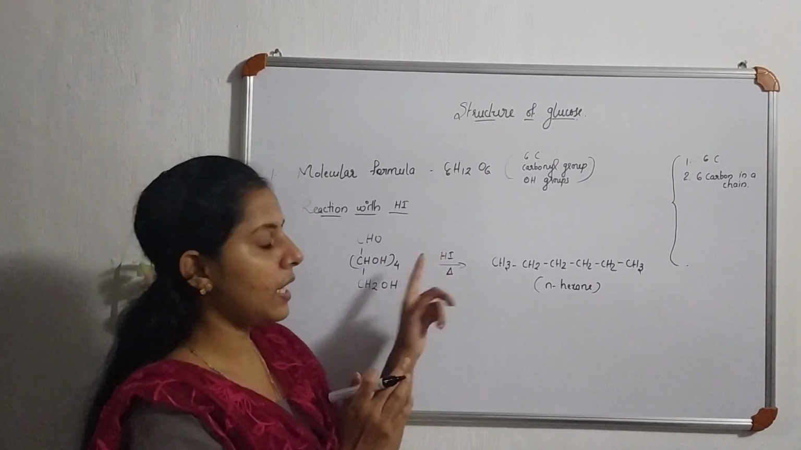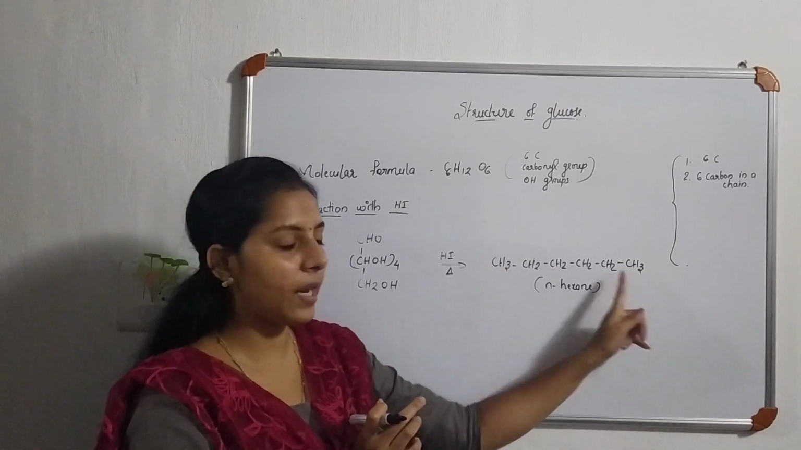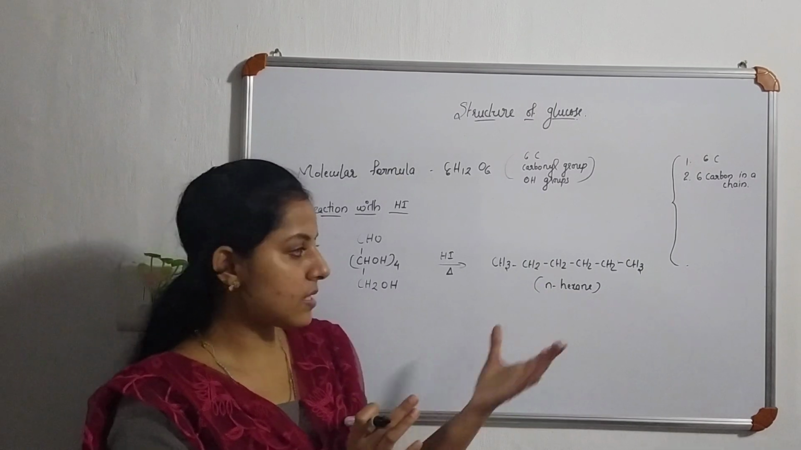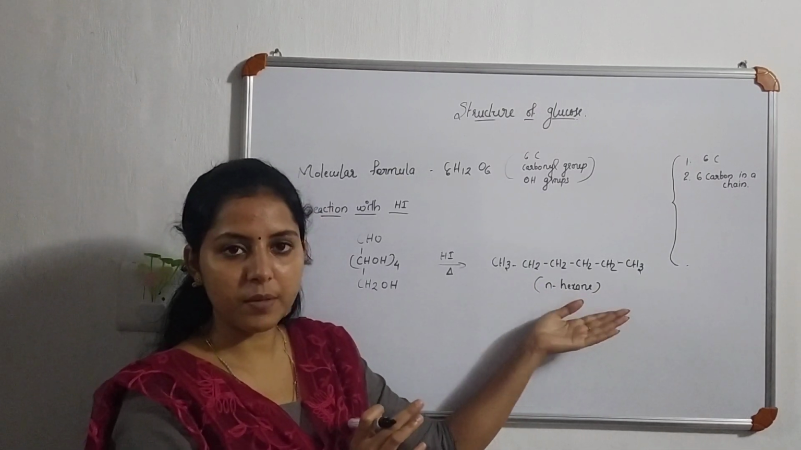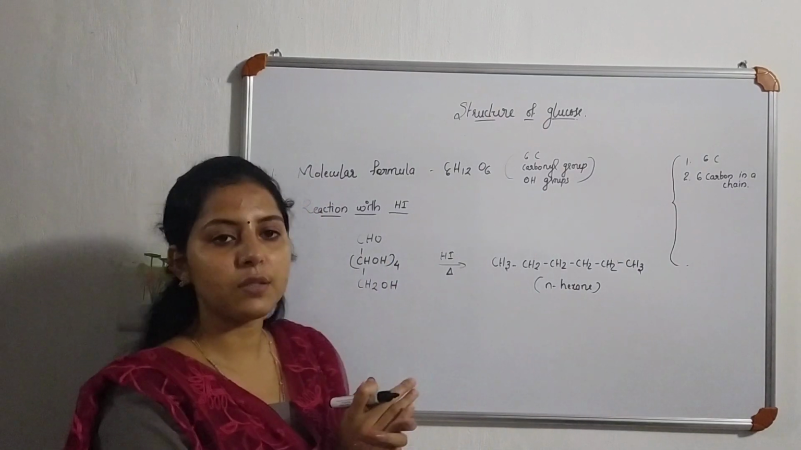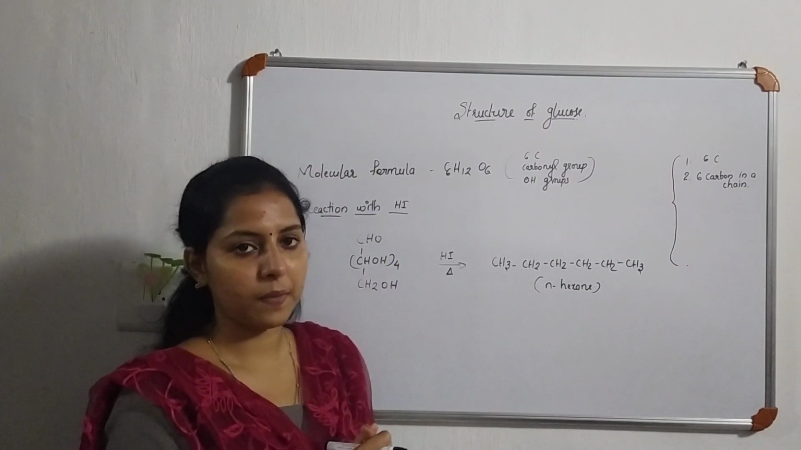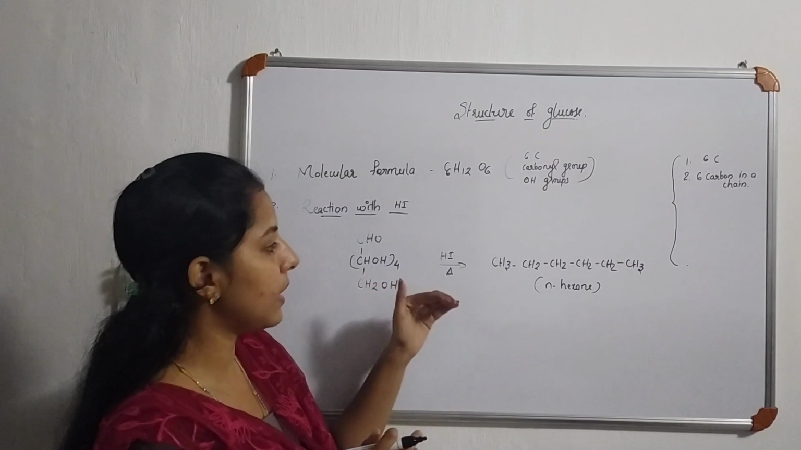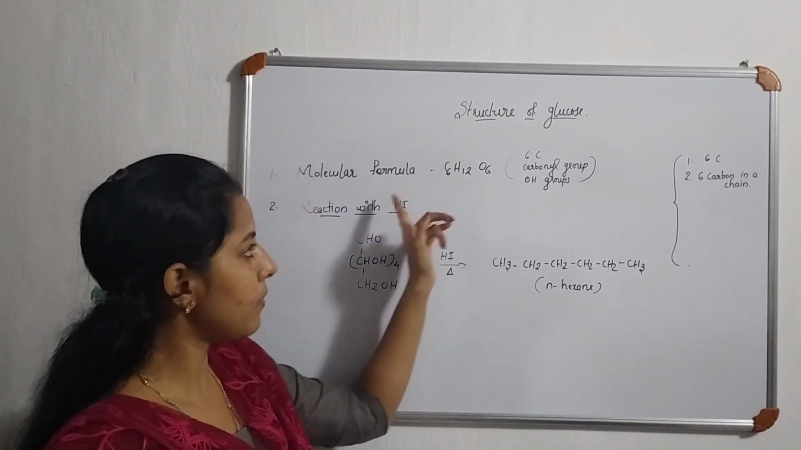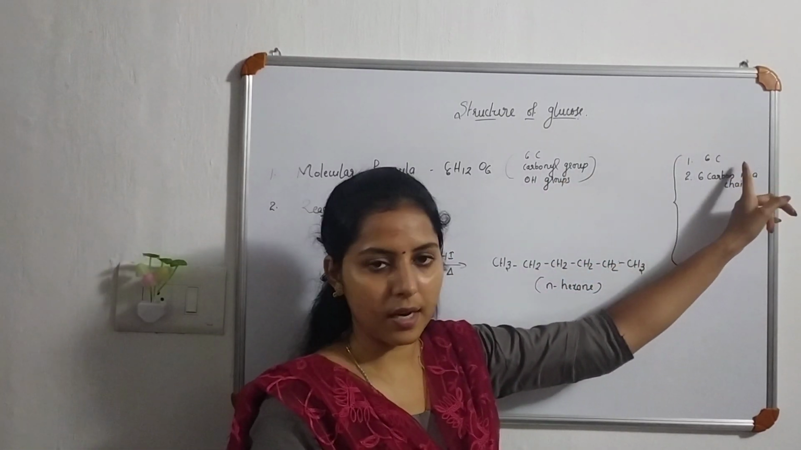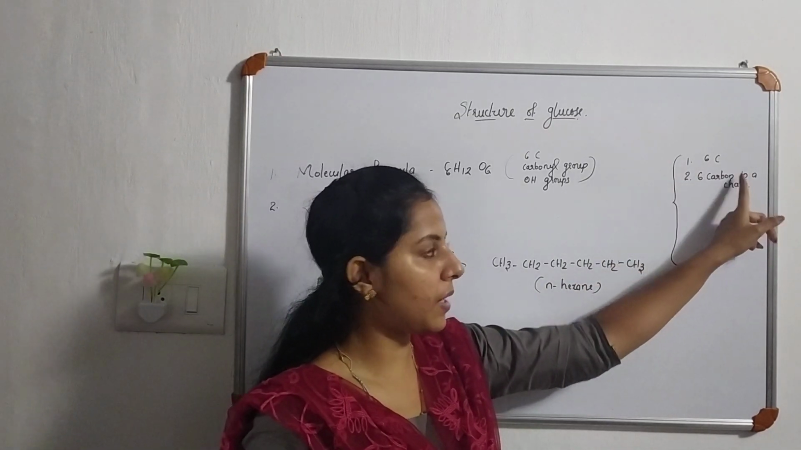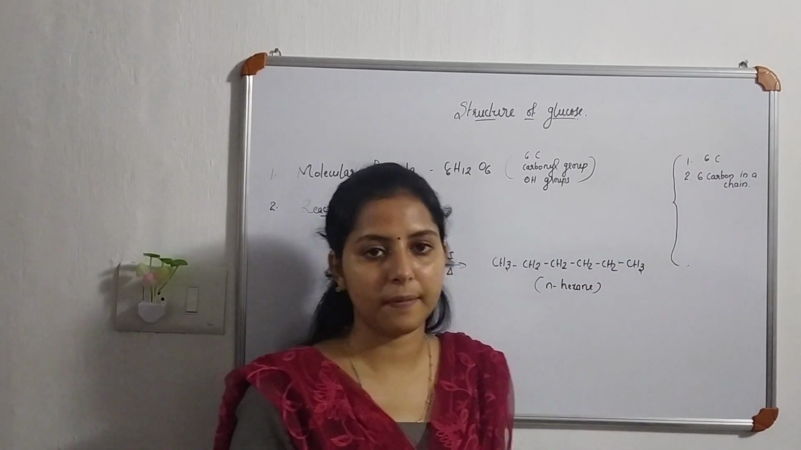And when it is heated with hydrogen iodide, it forms normal hexane, that is 6 carbon in a straight chain. So this is a hydrocarbon, normal hexane. From this product, we can understand that the 6 carbon present in glucose are in a straight chain. From its molecular formula, we get that there are 6 carbon. From this reaction, we get another point, that is, the 6 carbon atoms in glucose are in a straight chain.